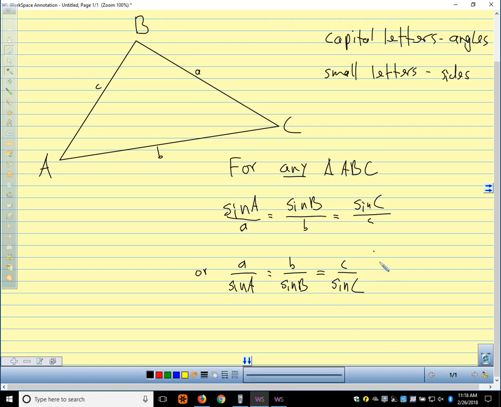And the way we come up with these is we divide this triangle, we draw in the height. So we divide it into two right triangles, and we use our regular SOHCAHTOA trigonometry on those right triangles to come up with these equations. So that's where they come from.